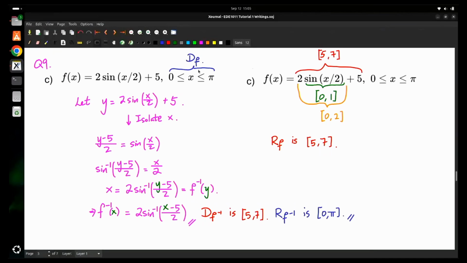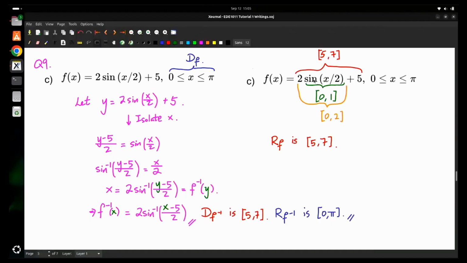So the domain of f will instantaneously become the range of f inverse. Here, so nothing to do. Just this one I write down only, like the range of f inverse. But the range of f you have to evaluate. So you can see what I wrote here.